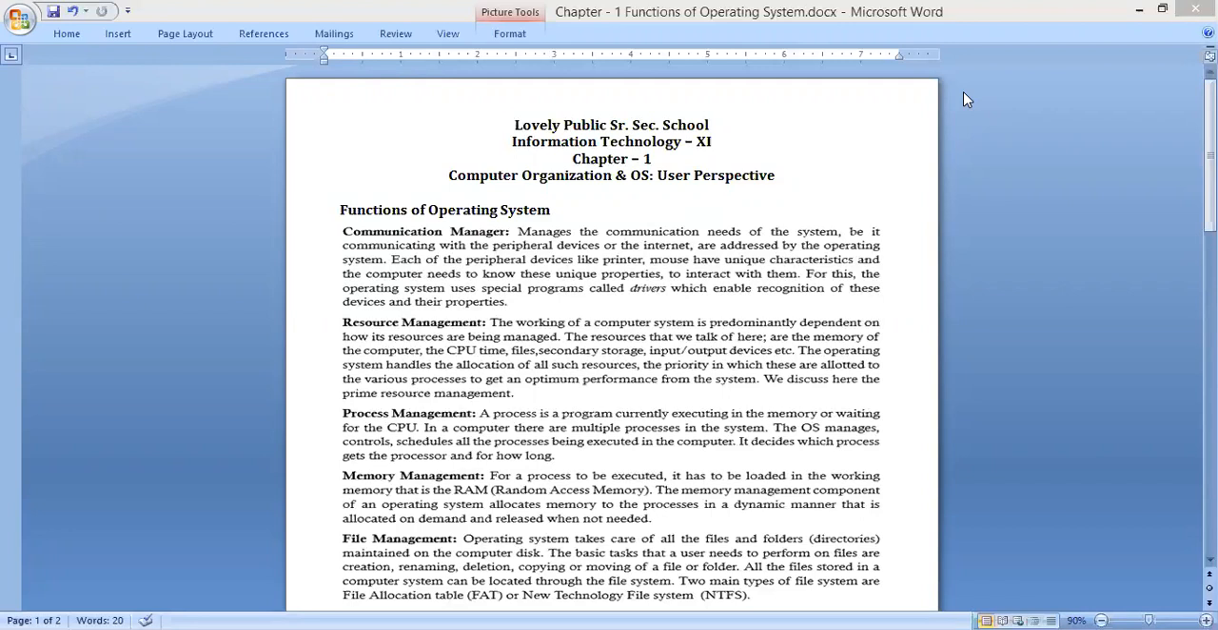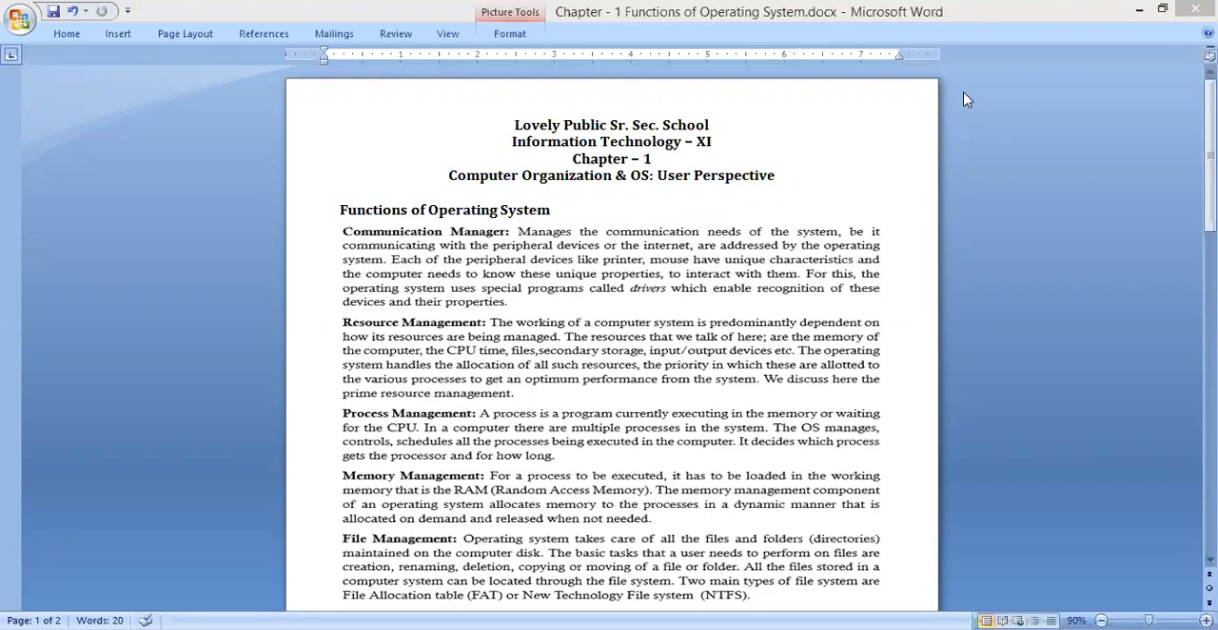Next is process management. As you know, processing is the task of the CPU, that is the Central Processing Unit. Basically, the task of process management will be done by the CPU. The OS manages, controls, and schedules all the processes being executed in the computer. It decides which process gets the processor, and for how long.